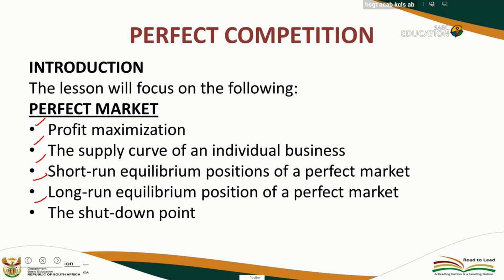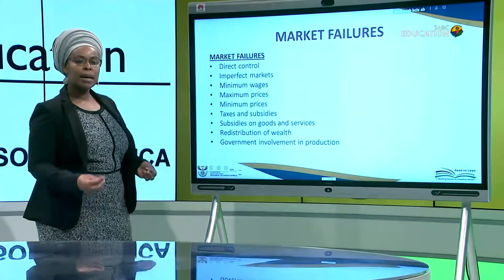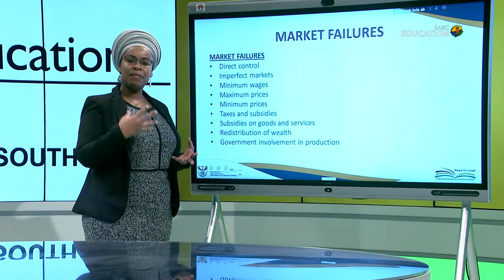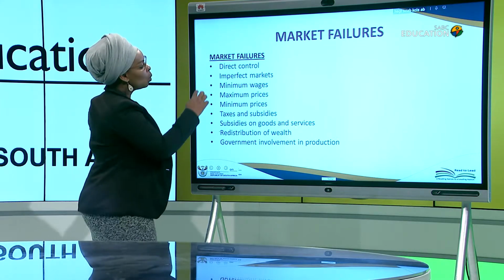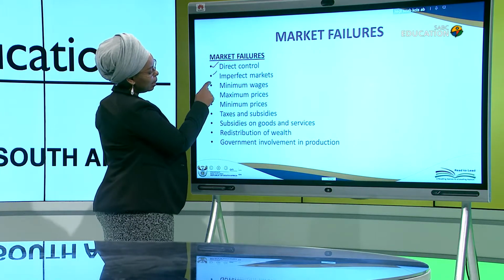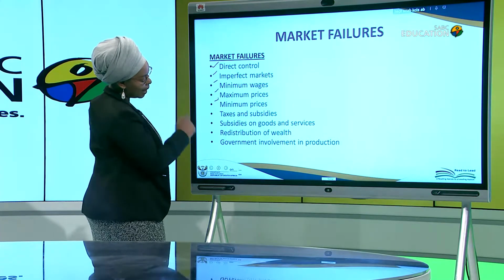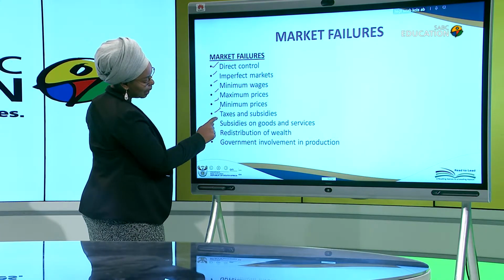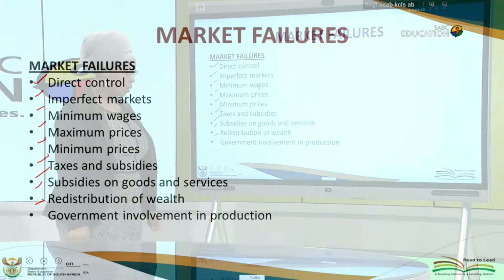So remember, we're going to do two subheadings. Then the next one will be market failures. Under market failures, we will look at government intervention to control market failures. So we will look at direct control, imperfect markets, minimum wages, maximum prices, minimum prices, taxes, subsidies, redistribution of wealth, as well as government involvement in production.